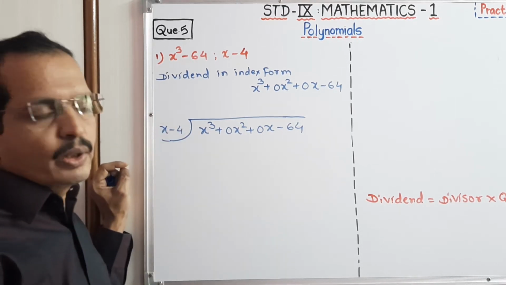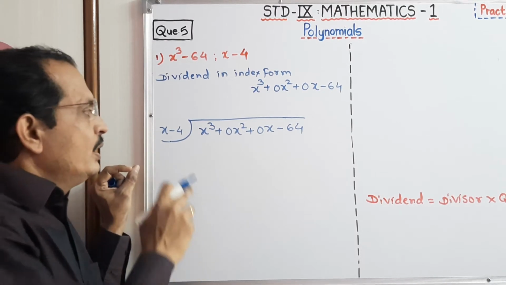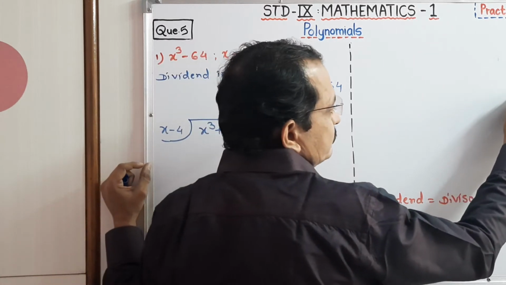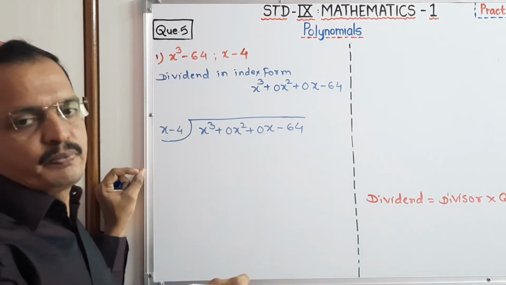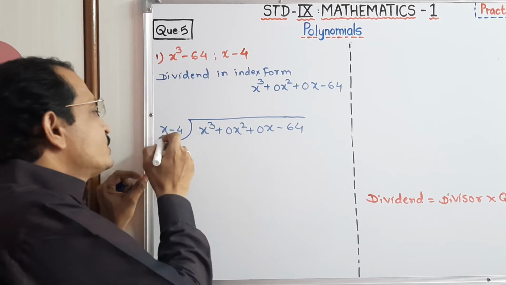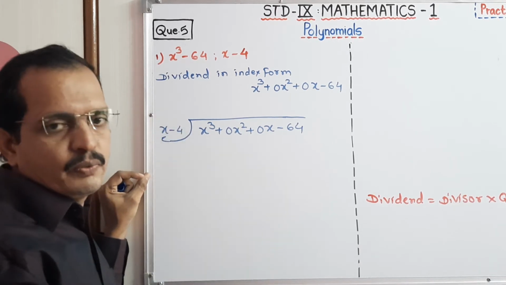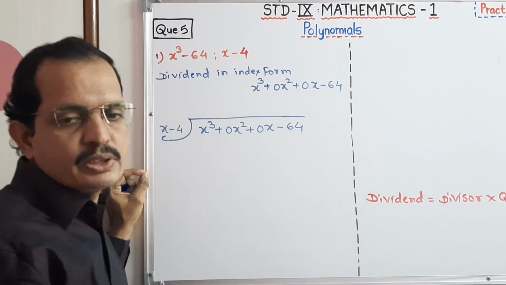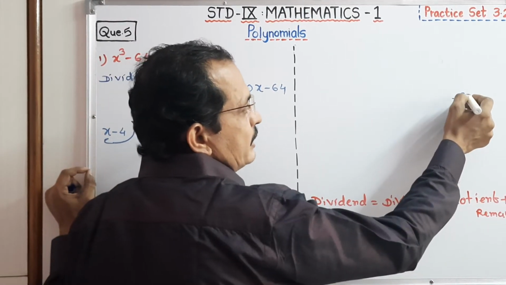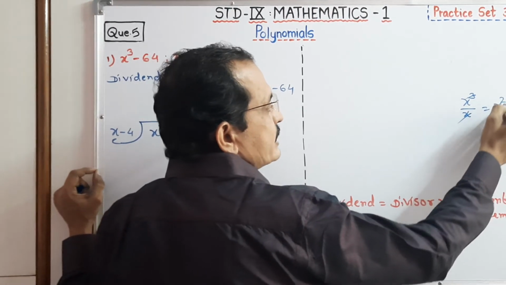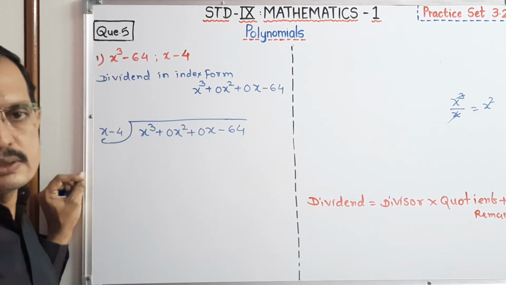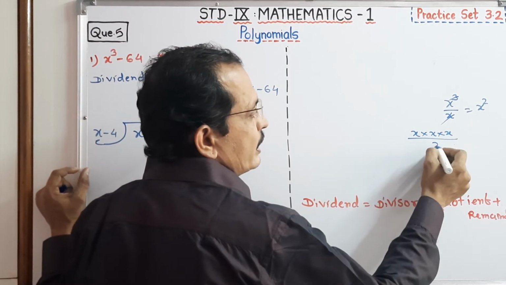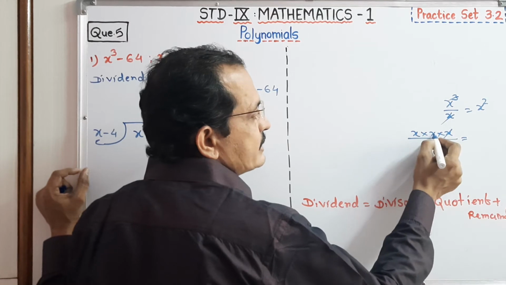Now first of all we have to divide. For that purpose, write down this x cube, only the first term. Then divide this with the first term of the divisor. First term of the divisor is x. Now for doing division, the answer is x square. All of you got this? See here, x cube divided by x, this x gets cancelled, x into x, it is x square.